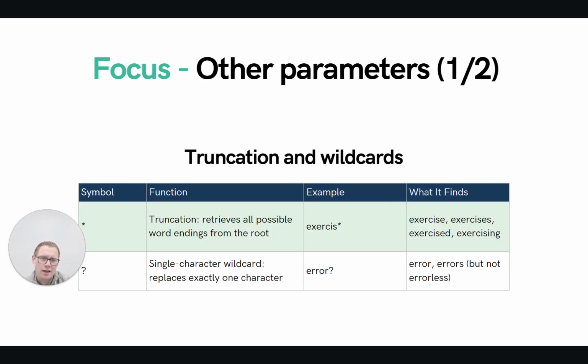A couple other parameters here: truncation and wildcards. This is really interesting stuff to handle things like misspellings and plural forms. For truncation, you can see the example: exercise stops at the S, then an asterisk. That covers everything else: exercises, exercise, exercising. Same thing with a single-character wildcard, where you replace exactly one character, error or errors in this case.